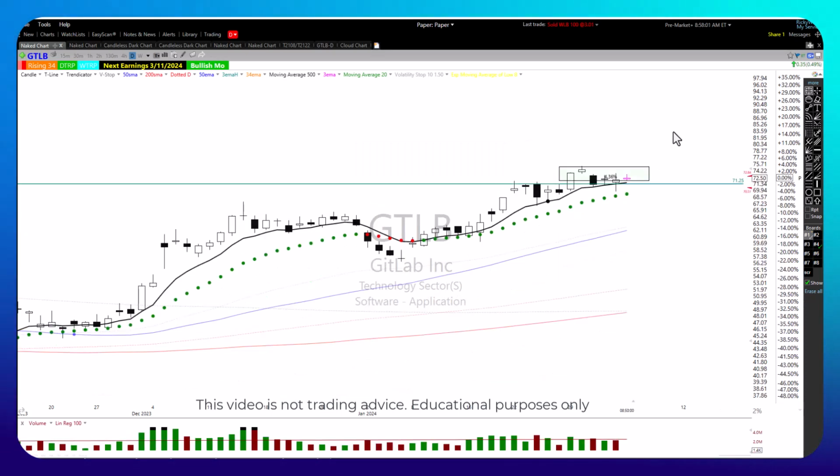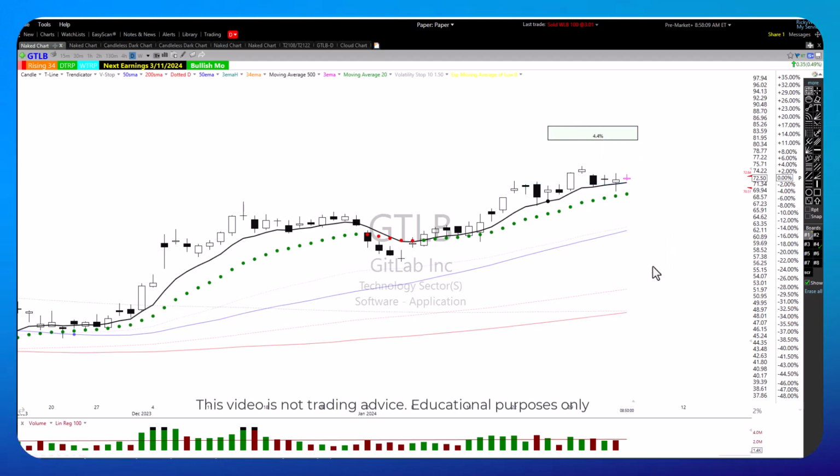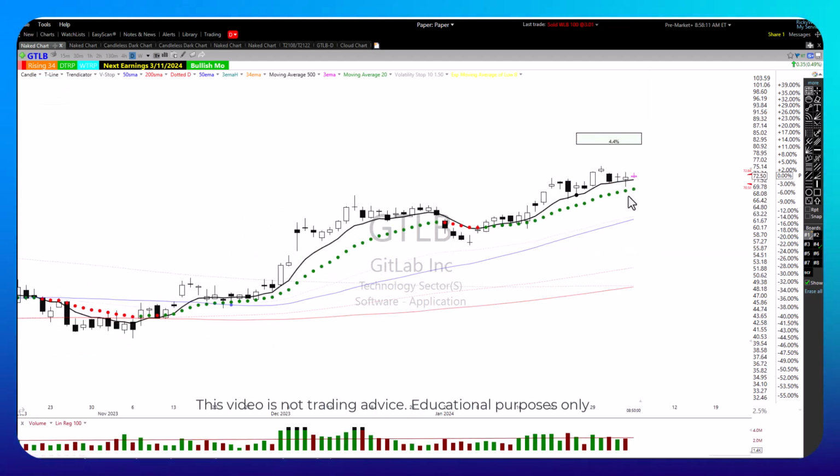GTLB, nice move sideways, nice little flag. Let me move that out of the way. We don't need this. We don't need that right there. There we go. See how we're trending up? I guess I do need that after all.